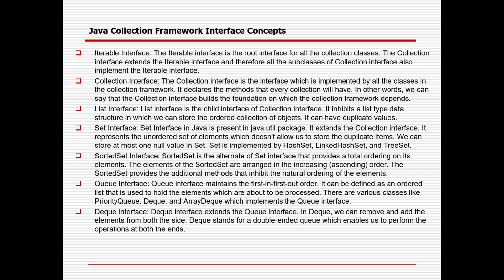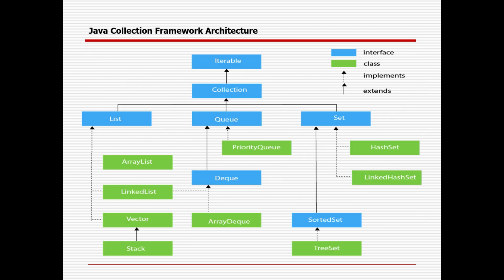Queue is nothing but the first in, first out order, or FIFO mechanism. It can be defined as an ordered list that is used to hold the elements which are about to be processed. The Deque interface extends the queue interface. In a Deque, the user can remove and add elements from both sides. Deque stands for double-ended queue, which enables the user to perform operations at both ends. So that is the concept of the Java collection framework primarily. Any questions here? Once you understand this logic, it will help you understand the other stuff easily.